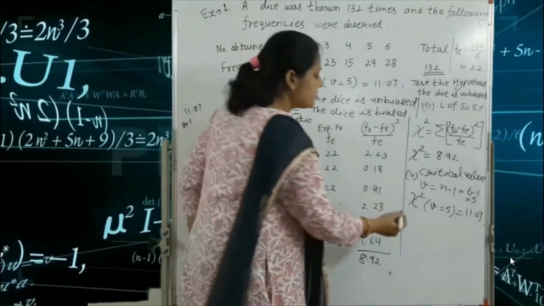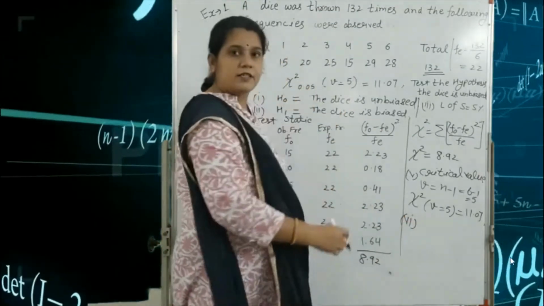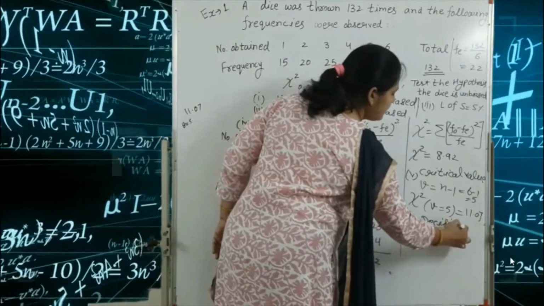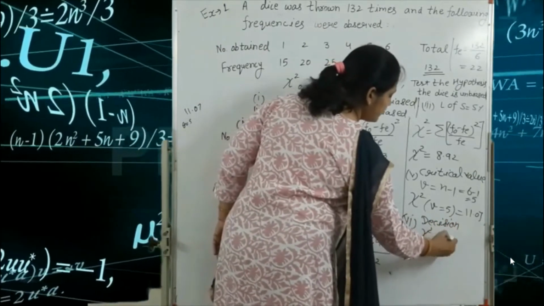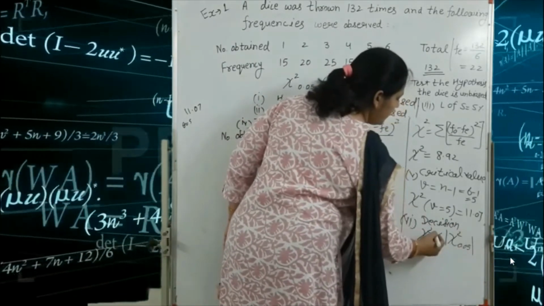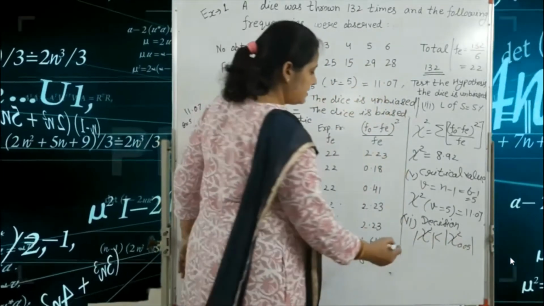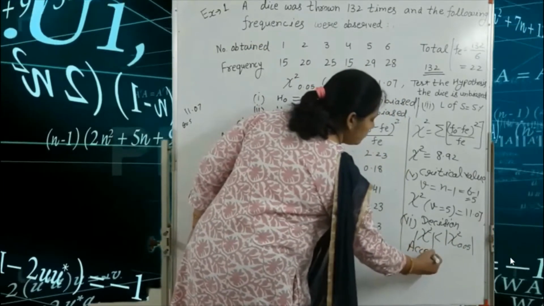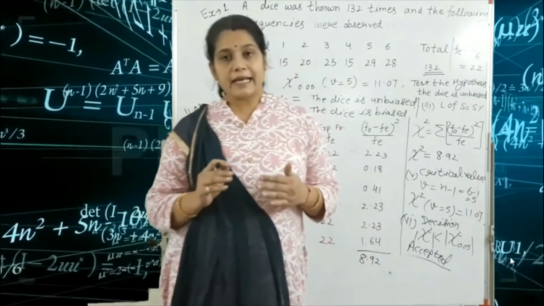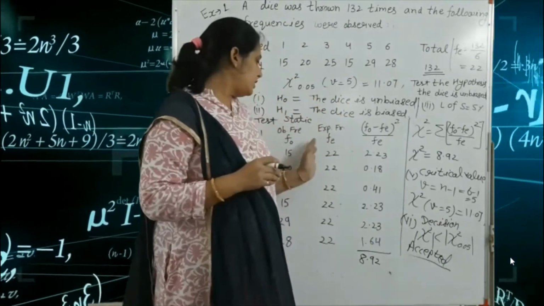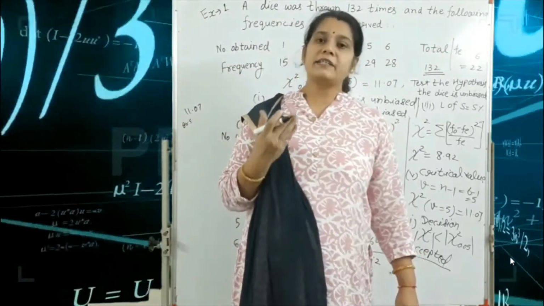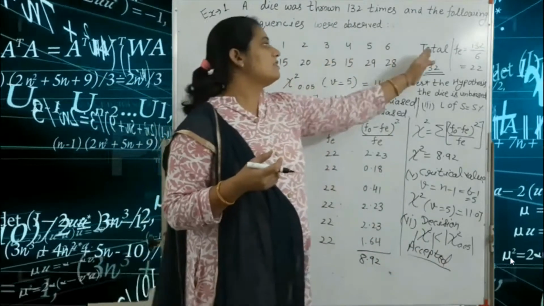Okay, so we write the last step. The last step is the decision. So chi-square is less than the chi-square at 0.05, so our null hypothesis is accepted. This is the simple example of the chi-square test where the question is given in series form. That means the observed frequency is given and we find the expected frequency. This is a very easy way.